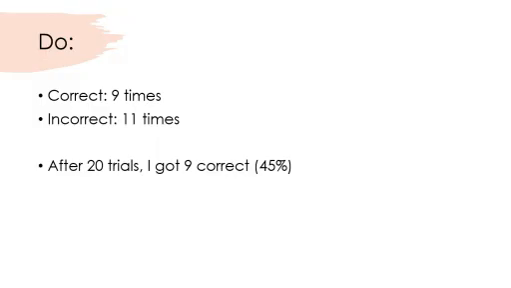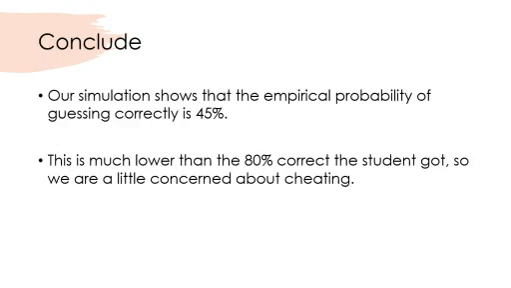Next we're going to actually do the experiment. So in this case, I have 9 correct while 11 were incorrect, just picking them randomly. So out of 20 trials, I had 9 correct, which is about 45%. And that's all you have to do for do, which is basically the data that was collected based on the experiment.